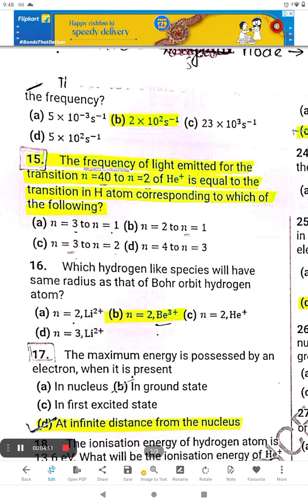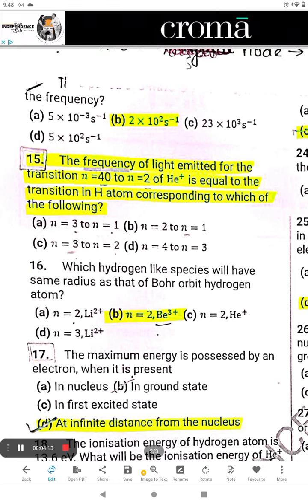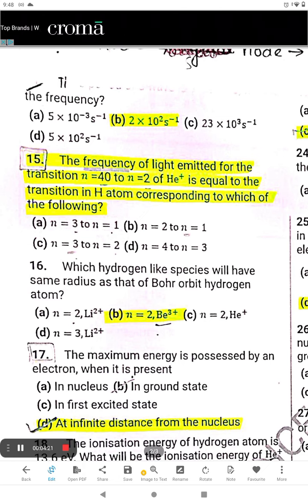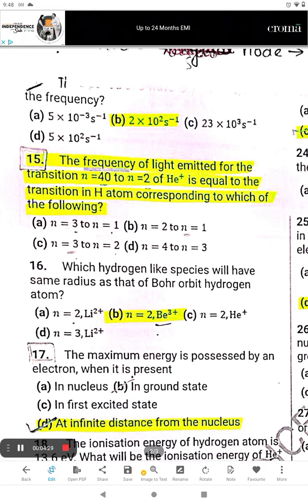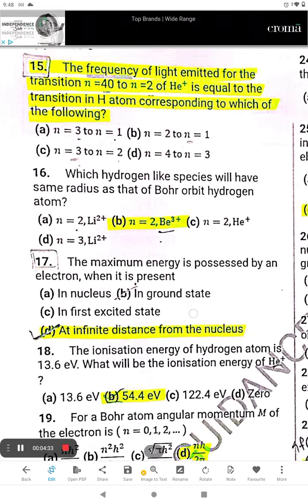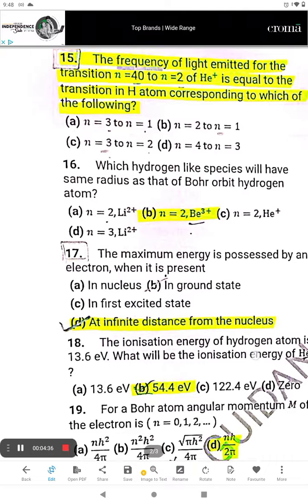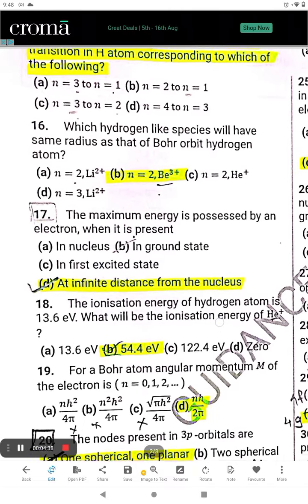So we have to find the frequency of light emitted. Okay, so it is equal to what? So we have to use the Rydberg formula, that is 1 upon lambda is equal to R Z square into 1 upon n initial square minus 1 upon n final square. So there we get the answer as B option, n equal to 2 to n equal to 1. Here the question was wrong, so we had got extra 4 marks for this. Yeah, right. So we have to calculate it with the Rydberg formula method.